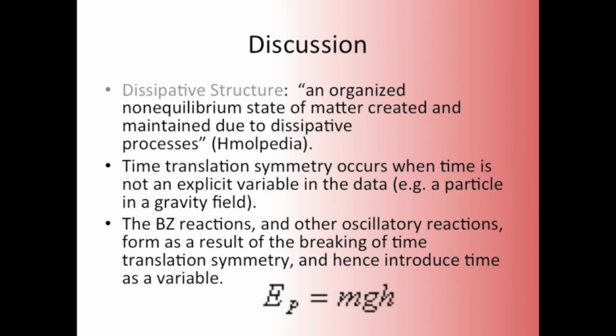Two important concepts to understand when discussing the BZ reaction are dissipative structures and time translation symmetry. A dissipative structure is an organized non-equilibrium state of matter created and maintained due to dissipative processes, i.e. losing energy over time. Time translation symmetry is the term used to describe processes or phenomena in which time is not an explicit variable. For example, a particle in a gravity field does not lose energy with the passage of time, therefore it is said to have time translation symmetry. On the other hand, the BZ reaction as well as other oscillatory reactions are dissipative structures that form as a result of the breaking of this symmetry.